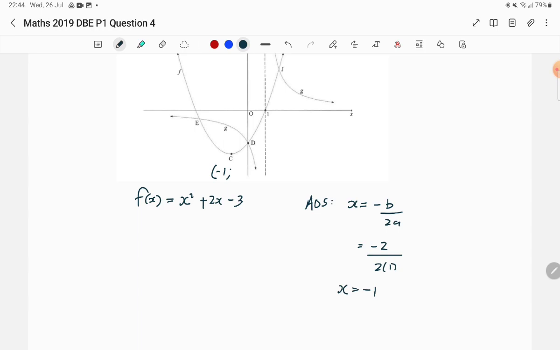And how we get the y value, we need to take minus 1 and sub it into the original equation, which is y. And then when we see x, we just put minus 1. And therefore we get a y value of minus 4. And as you can see, that checks out.